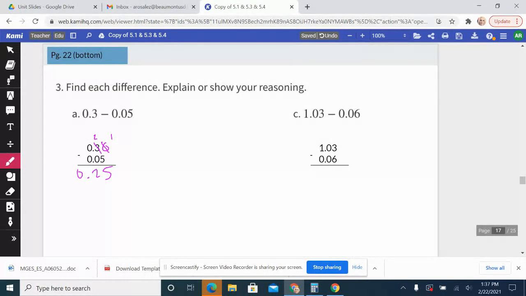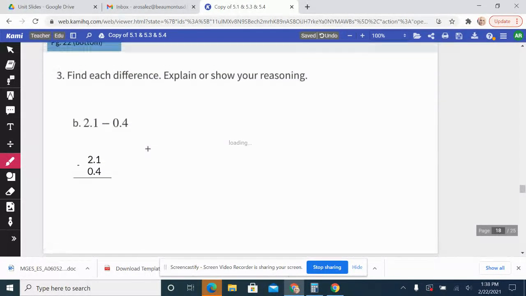Okay, so now we have 1.03 and 0.06. What happens is you can't take 3 from 6, right? So this becomes 13. I'm sorry, that should be a 3. And then you borrow here, and that becomes a 9. So 13 minus 6 makes 7. 9 minus 0 is 9. And then you do 1 minus 0, which is 1. So your answer is 1.97 for C.